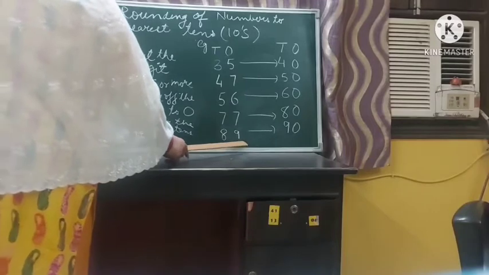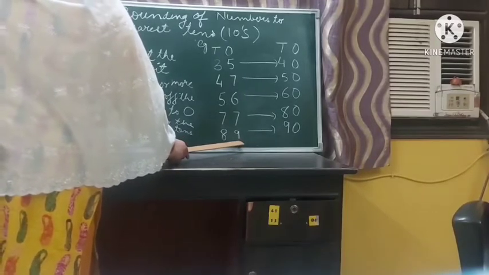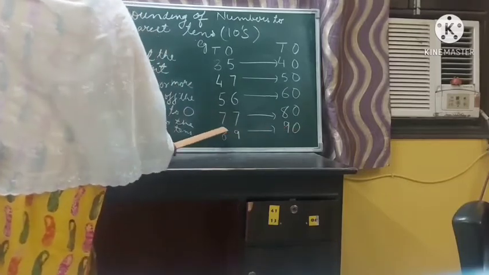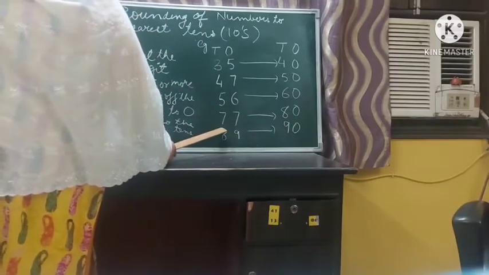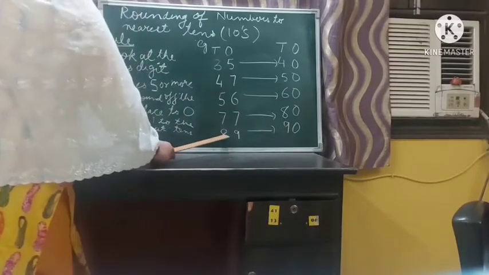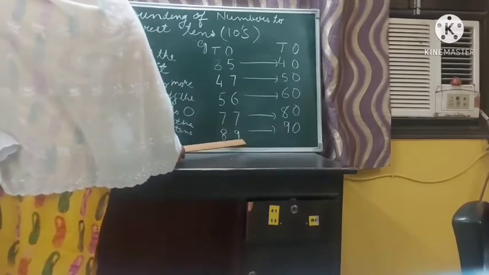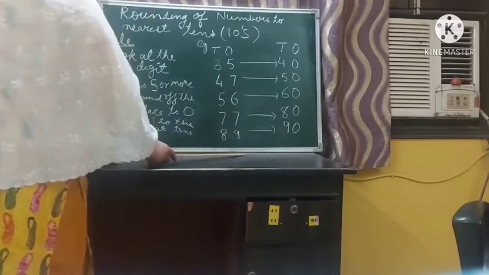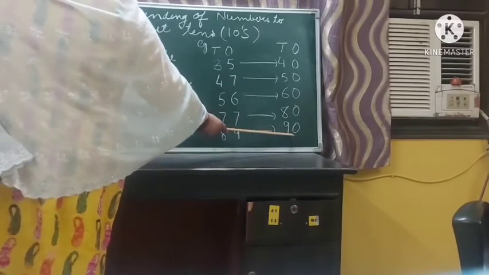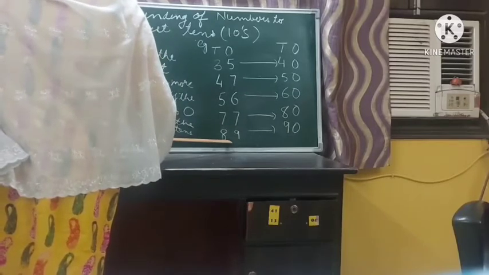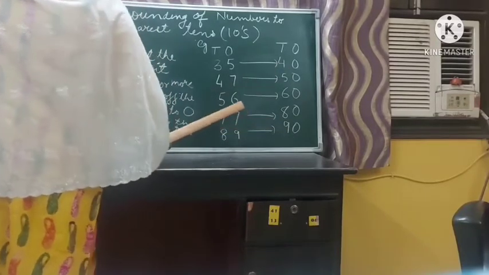In 89, 9 was the number at the ones place which is 5 or more than 5. So instead of 9 we wrote 0 and this 8 has become 9. Why? Because we added 1 to this 8. 8 plus 1 is 9. Why did we add 1 to this number? Because the ones place was 5 or more than 5. When the ones place is 5 or more than 5, we add 1 to the tens place, and the number 89 when rounded off to the nearest 10 became 90.